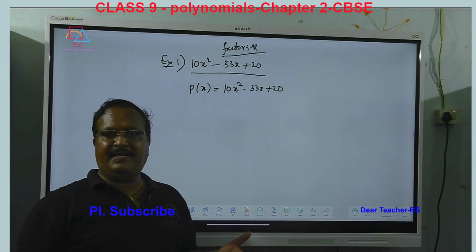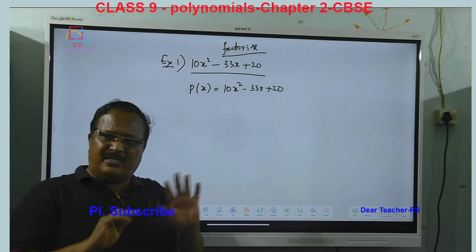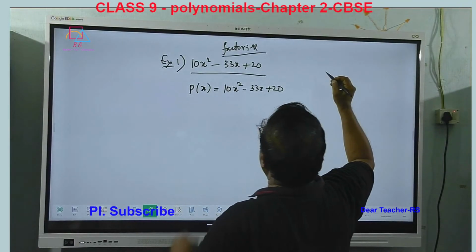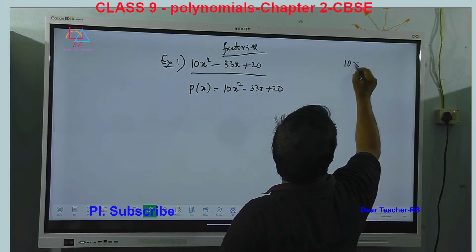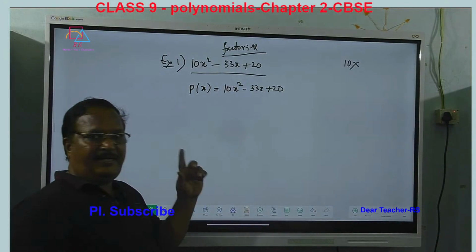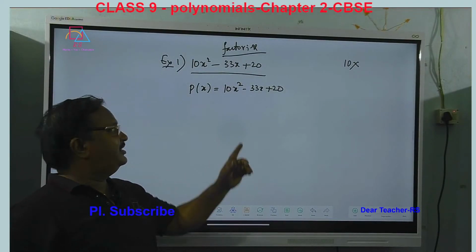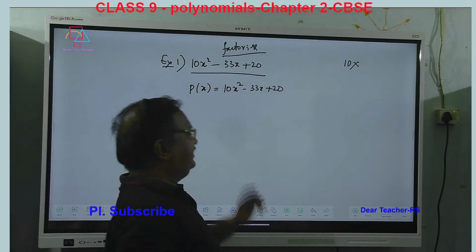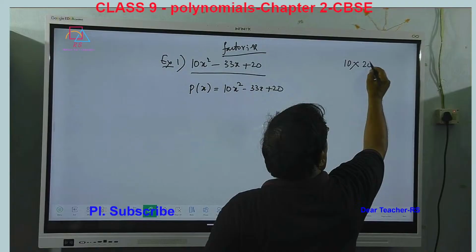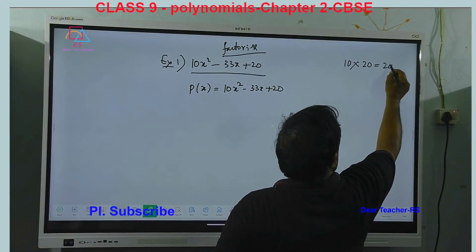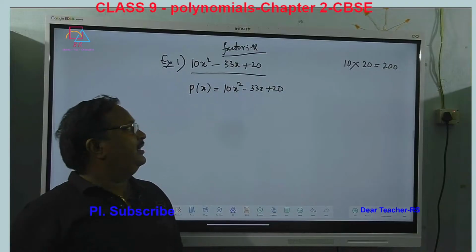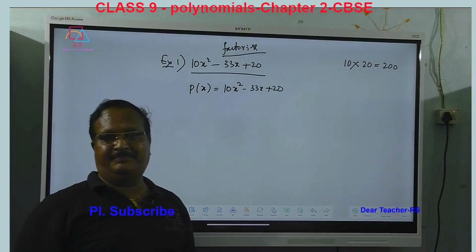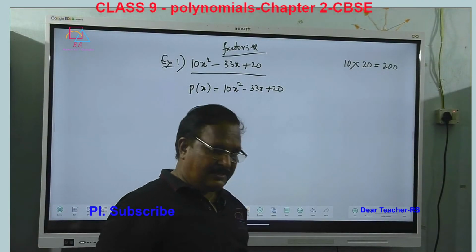So by splitting the middle term, a general procedure which is not there in the textbook, I will just give you. You take the x square coefficient 10, right there, and the constant 20, right here. You take sign also. 200 is the answer. Okay. Now you find different factors for 200. What will be the different factors for 200?